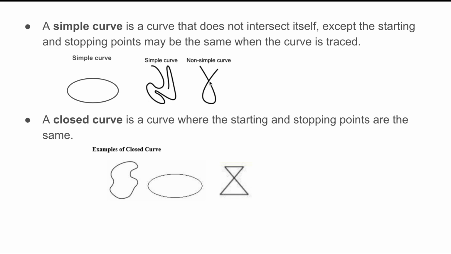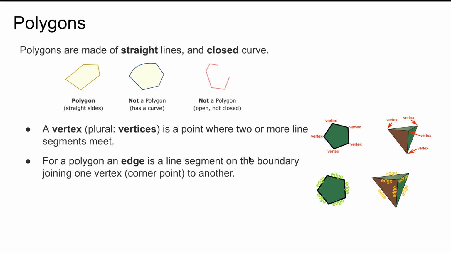How about this one? It's not a simple curve because, as you can see, here's a crossing part, right? And you have 4 lines that go from this point. So it is a non-simple curve. Now, what is a closed curve? When the curve is closed. So when you start from one point and you end at the same point, then it is going to be a closed curve. So like this, closed curve. This is also a closed curve. Okay. So what is a polygon? Two words that you have to remember are straight lines and closed curves.